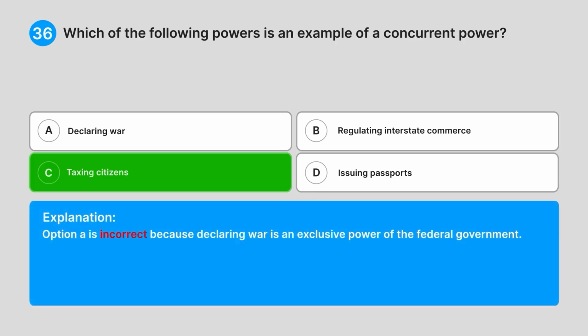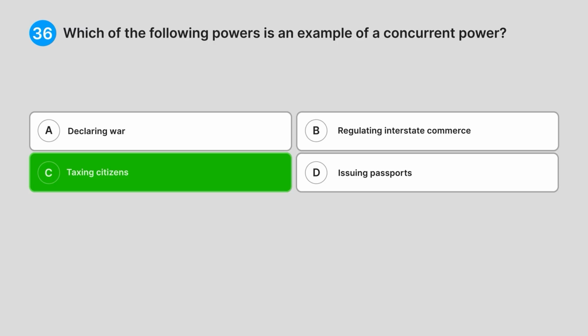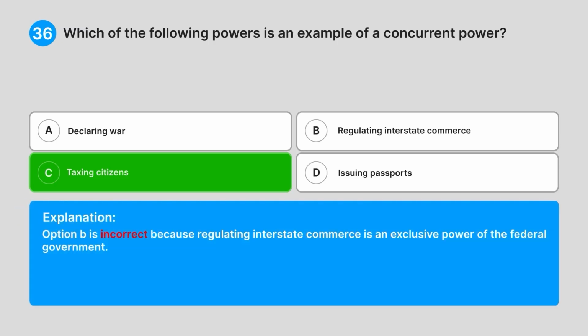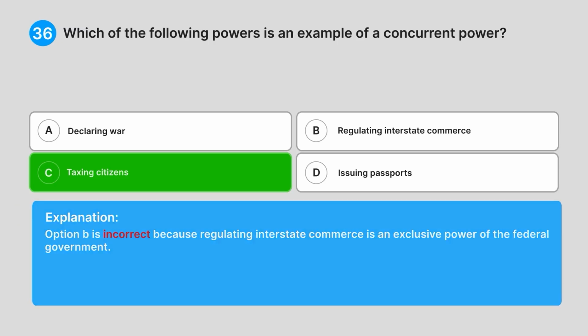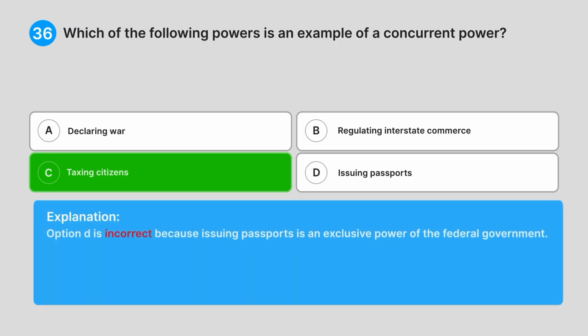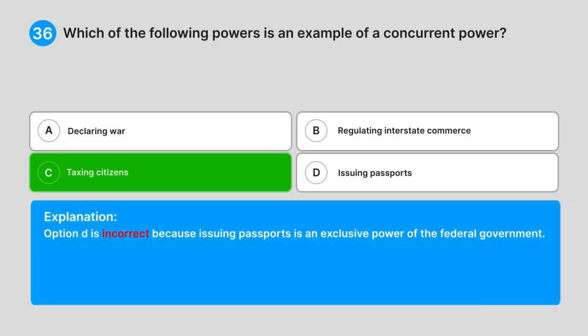Option A is incorrect because declaring war is an exclusive power of the federal government. Option B is incorrect because regulating interstate commerce is an exclusive power of the federal government. Option D is incorrect because issuing passports is an exclusive power of the federal government.